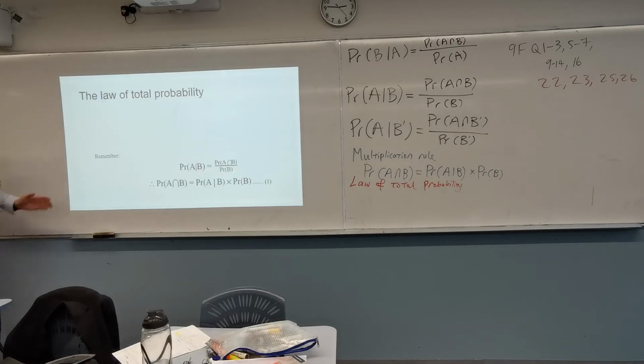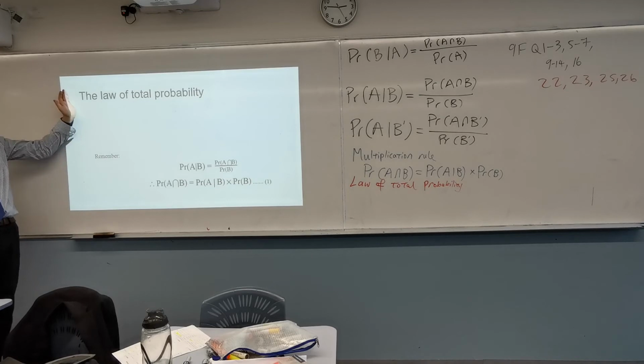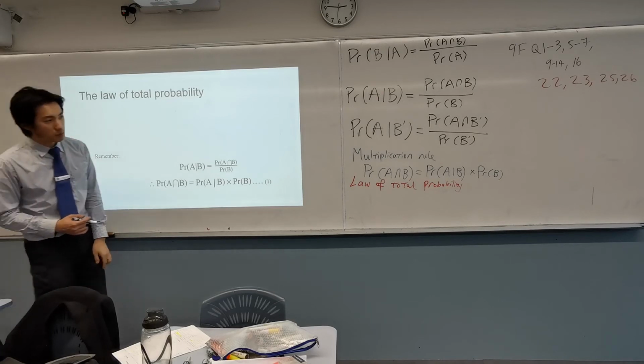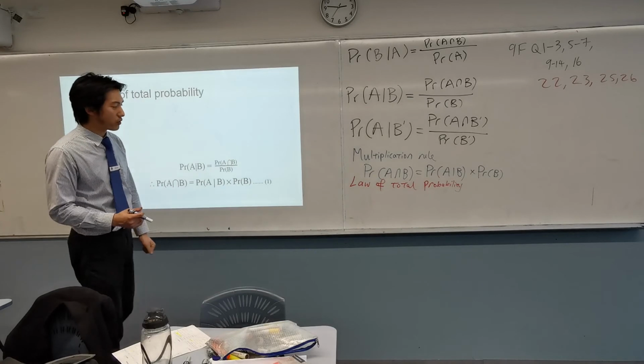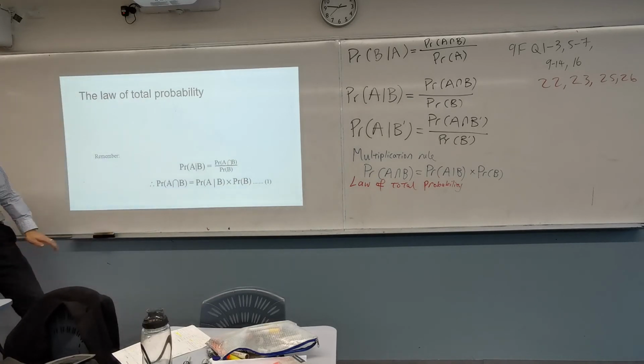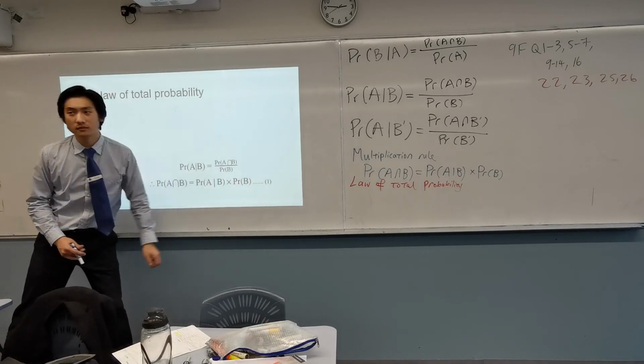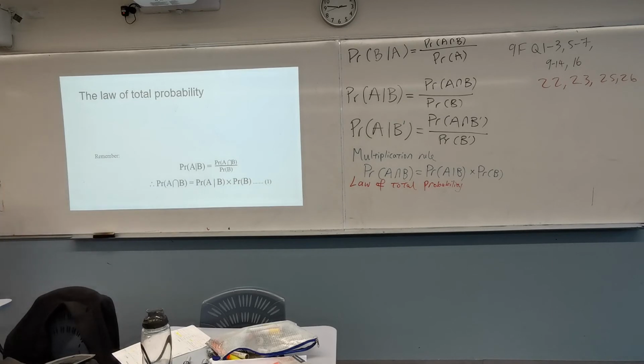Okay, so let's start building up the law of total probability. First, we need to know what the multiplication rule is. This is in blue. So we're going to be using our blue equation to help us build the law of total probability. We're going to label it equation 1.